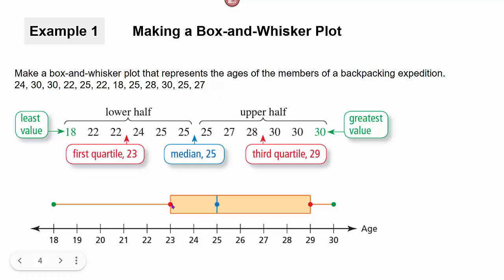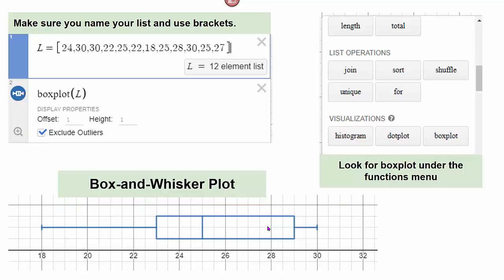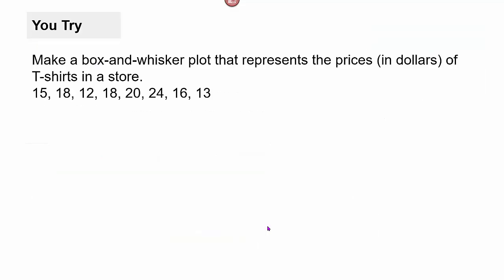Now the box is made up of the quartiles, the first quartile all the way to the third quartile, with the median in the center. These right here are called my whiskers, and they extend to the lowest value, the least value, and extend to the highest value. This represents the ages of the members of a backpacking expedition. I hope this is making some sense to you. Write down your questions. If not, here's the wonderful news.